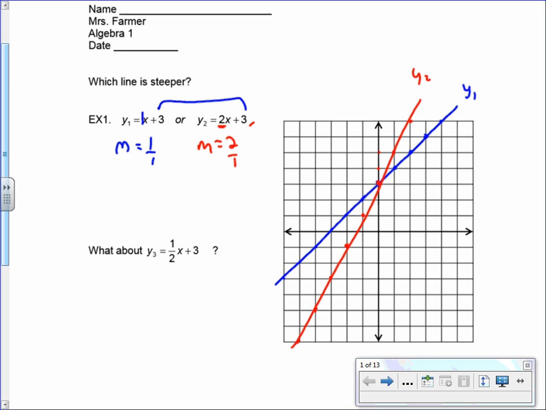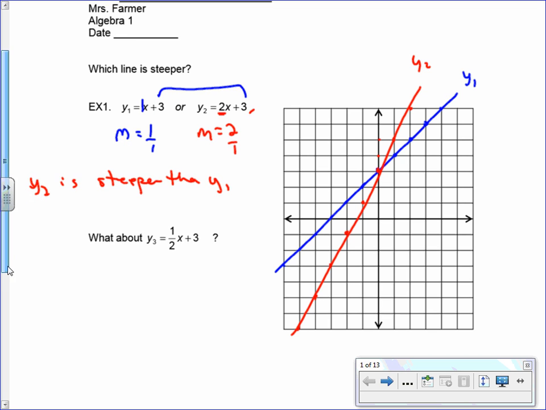And then you can see, once they're on the graph paper, that y2 is more steep than y1. You can tell that it would be more difficult to walk up that hill, up the red one than the blue one. Okay? All right, now we're going to add a third line to this, y3.